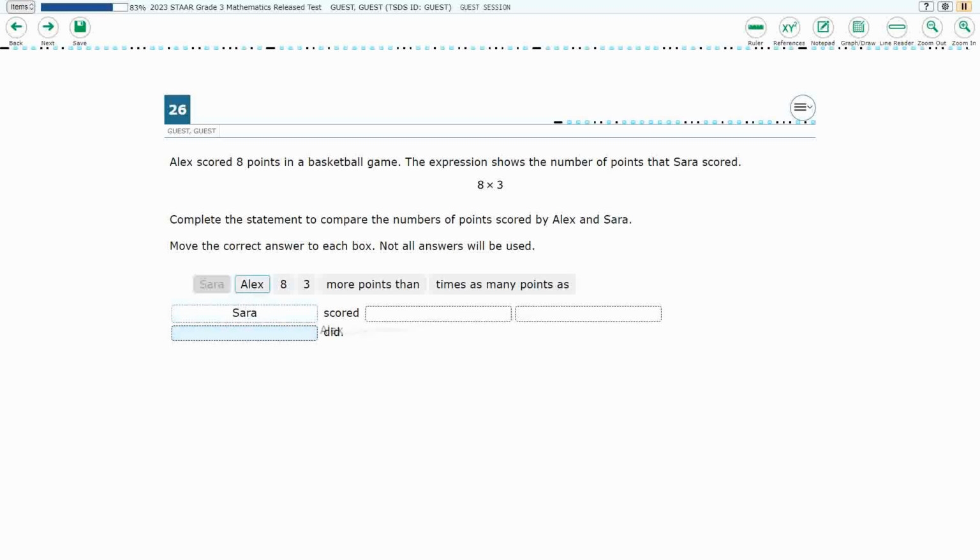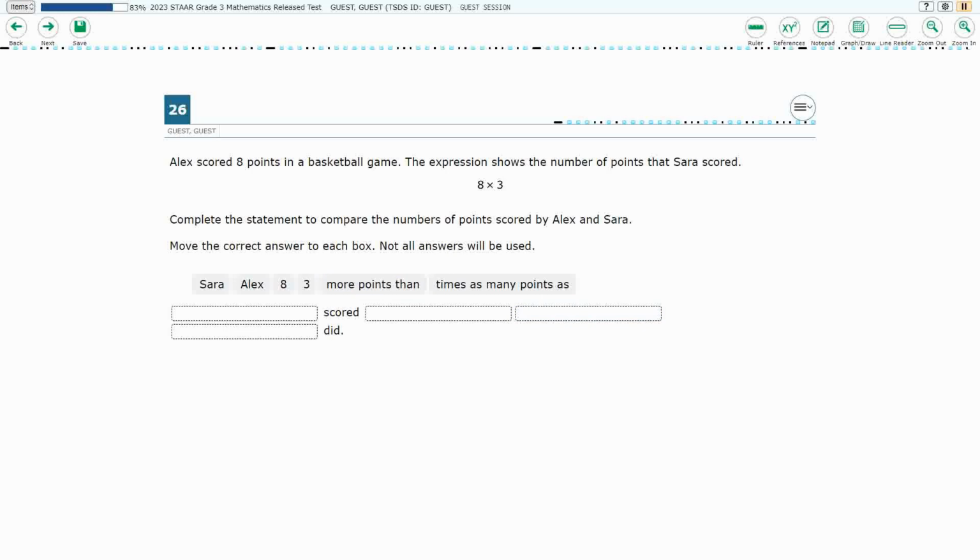Alex has to be this other one. So Sarah and Alex are going to be used in the first and the last options. 8 and 3 are going to be used in this second option. So once you use a 3 there, it's only going to be in that second option, and you can only put an 8 or a 3, which means this third option is either going to be more points than or times as many points as. So it looks like there's a lot of choices, but really when you look at it, you have to use both Sarah and Alex. You have to use either 8 or 3, and then you have to use either one of these two written statements.